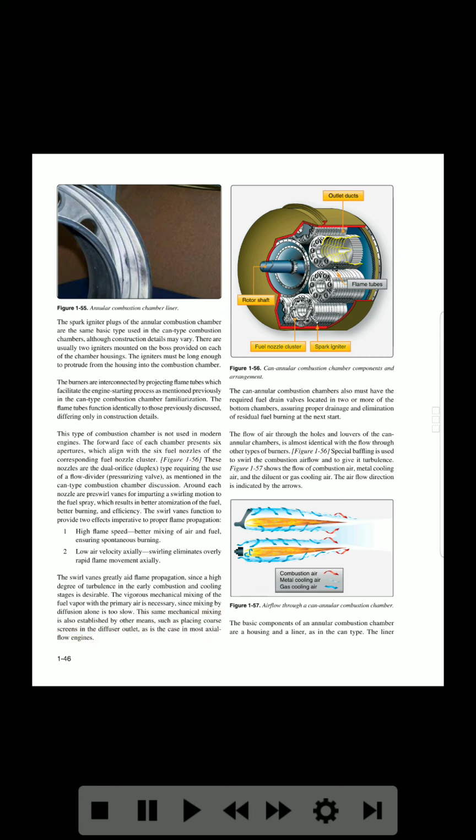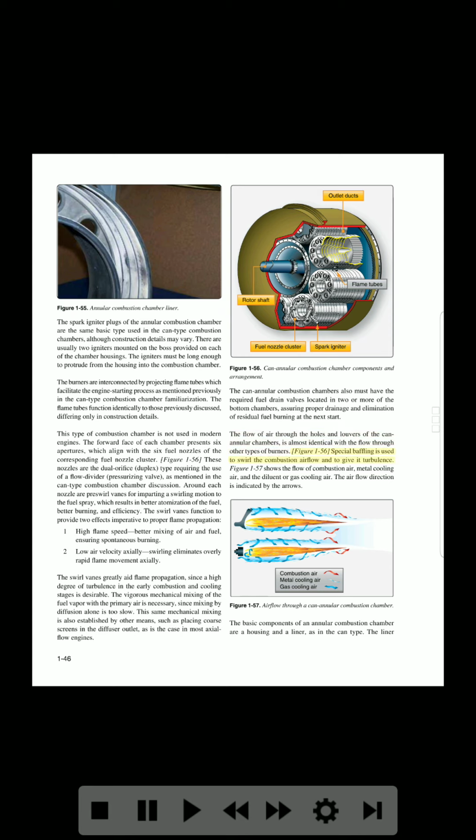Fuel nozzle cluster, spark igniter. Figure 1-56. Can-annular combustion chamber components and arrangement. The can-annular combustion chambers also must have the required fuel drain valves located in 2 or more of the bottom chambers, assuring proper drainage and elimination of residual fuel burning at the next start. The flow of air through the holes and louvers of the can-annular chambers is almost identical with the flow through other types of burners. Figure 1-56.